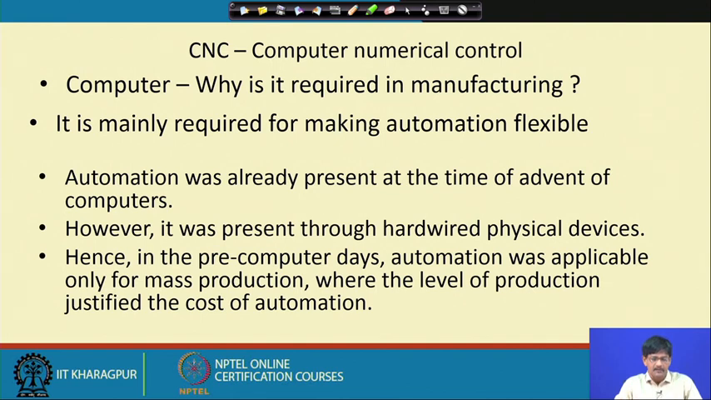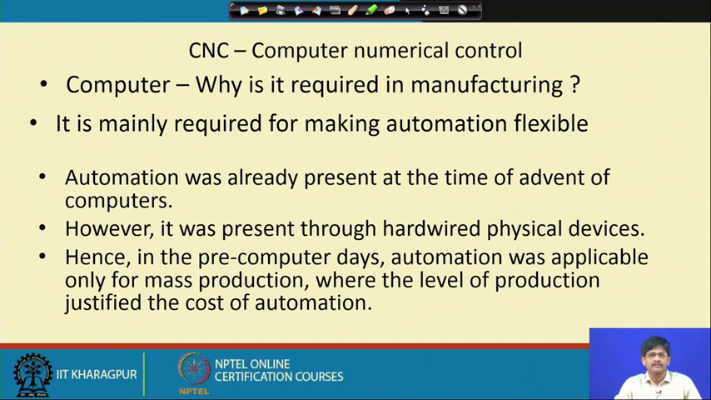So, naturally, when computers came into being, their main strength was that computer programming could be changed without much effort, without much cost, and without much time. So, whenever changes were required in automation, computers fitted the bill very suitably. But why would we require changes in automation?